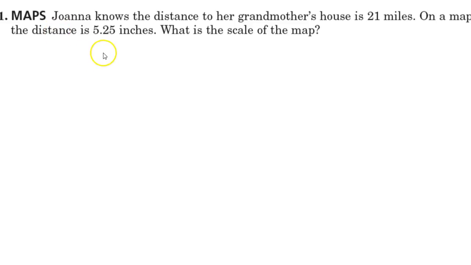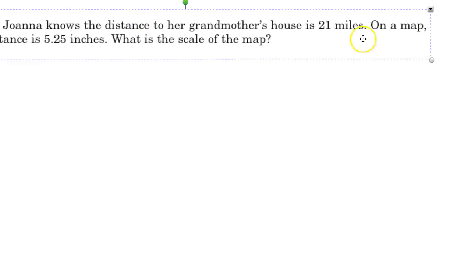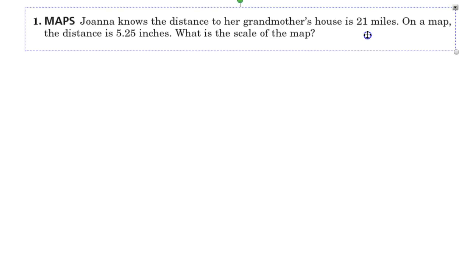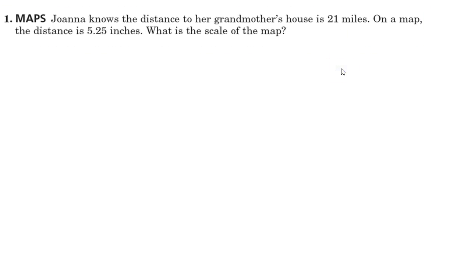Now for us, the most part on this, whoops, let me make this fit in the screen for you. So Joanna knows the distance to her grandmother's house is 21 miles. On a map, the distance is 5.25 inches. What is the scale of the map? So again, remember it's model to real or actual. In this case, the model is 5.25 inches because her grandmother does not live 5.25 inches away, but it's 21 miles in real life.